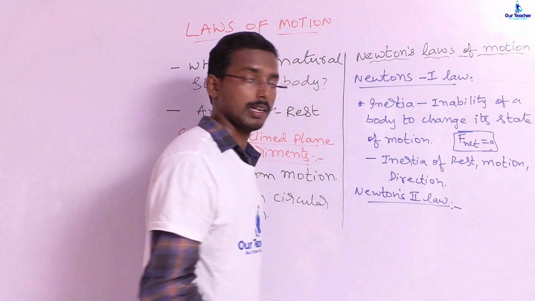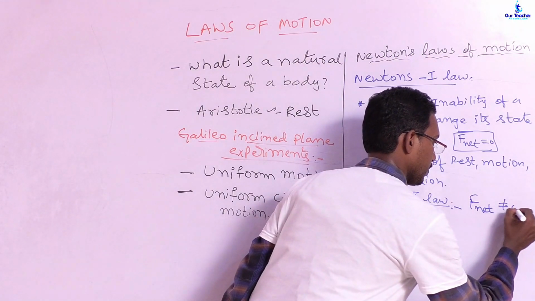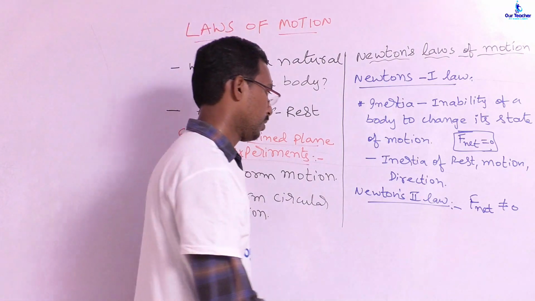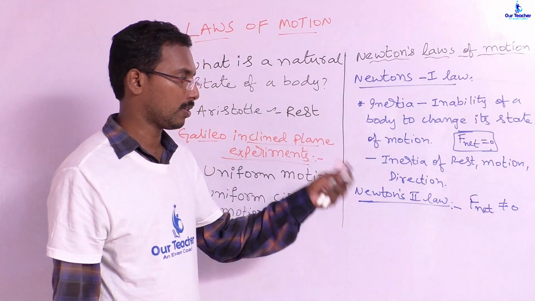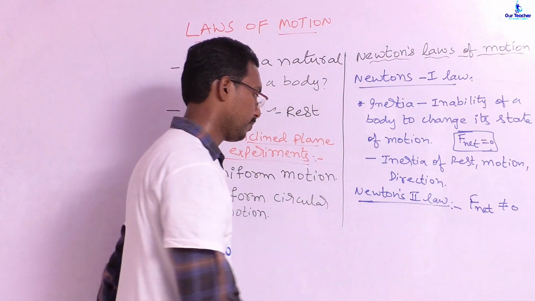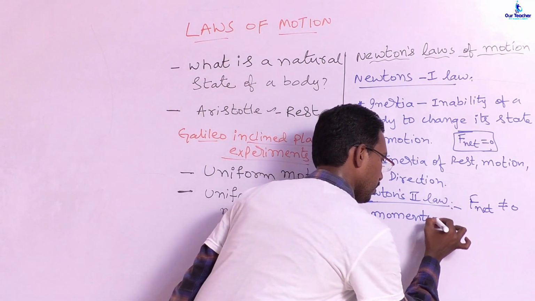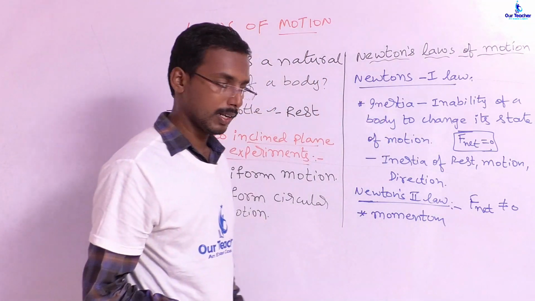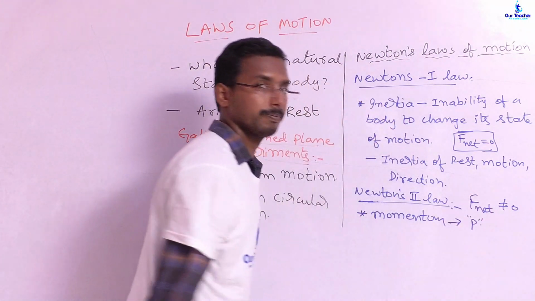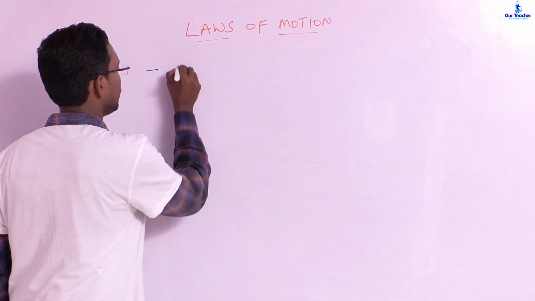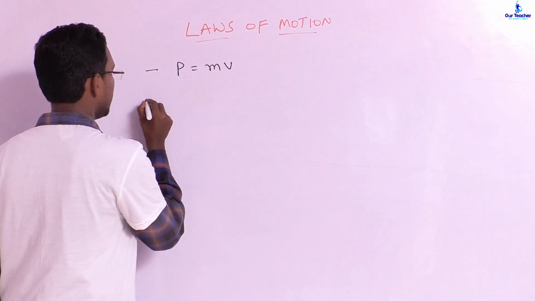But in the second law, we will deal with what happens if the net force acting on the body is a non-zero value. To apply this concept of a non-zero net force, we have to deal with a subtopic known as momentum. Momentum is the quantity of matter in motion. Momentum is represented by the symbol P. Momentum is equal to mass into velocity.